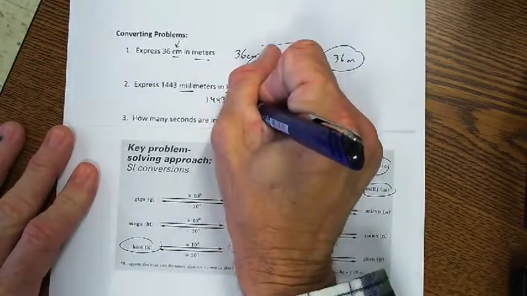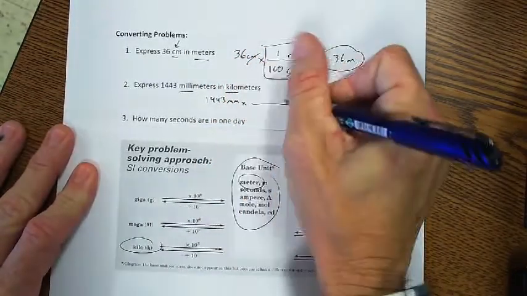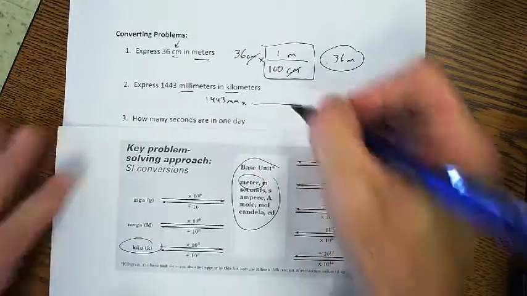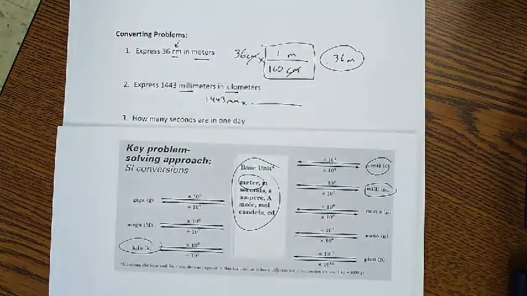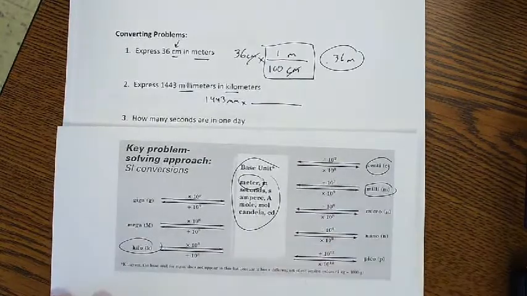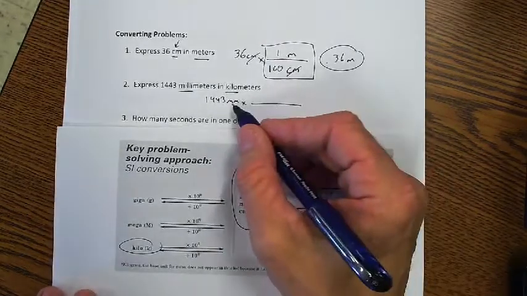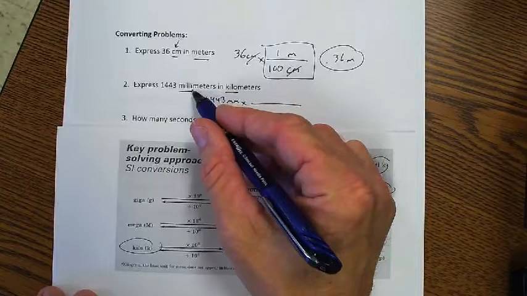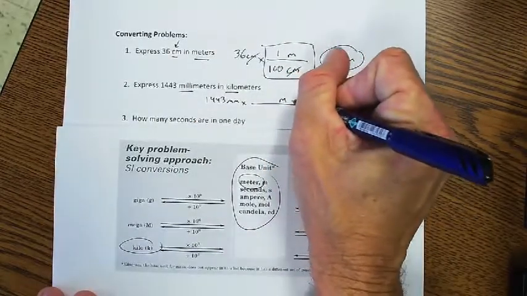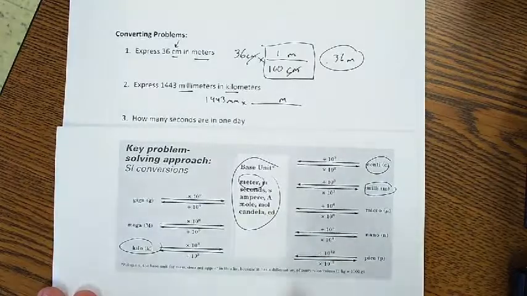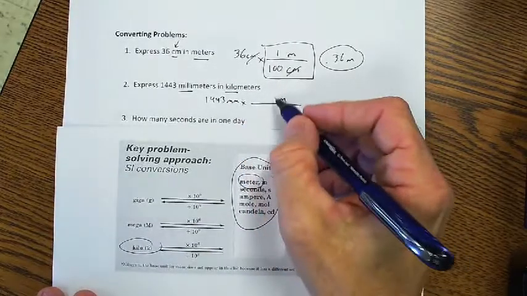So we've got 1443 millimeters. Now I'm not going to go directly to kilometers because I don't know, and you probably don't either, how many millimeters are in a kilometer. But we can easily establish how many of these are in a base unit. So when you're going from a non-base to another non-base, go to the base unit again, which would be the meter. Then again, same rule there. There's our first conversion factor.